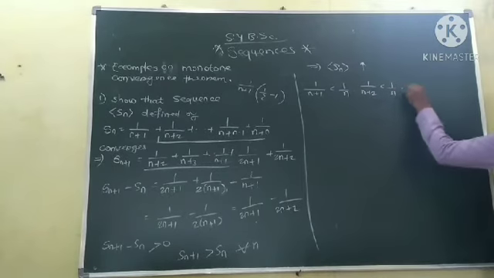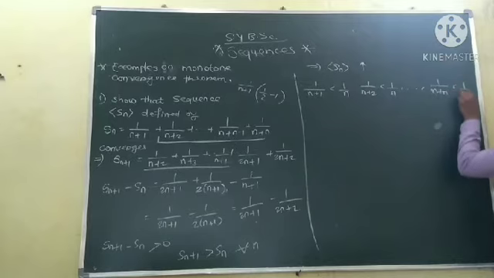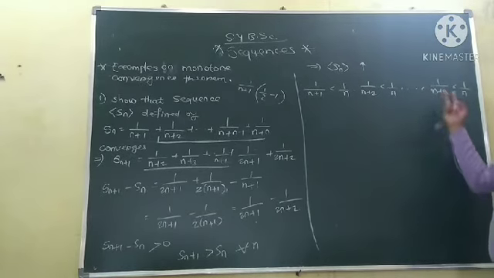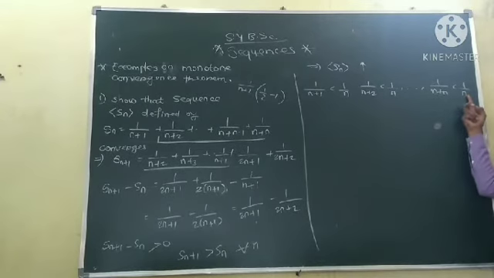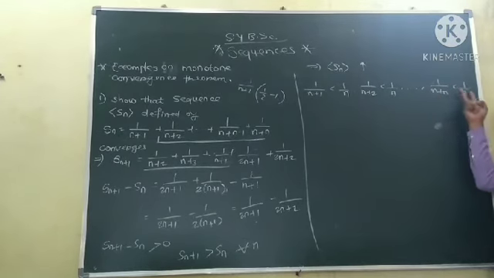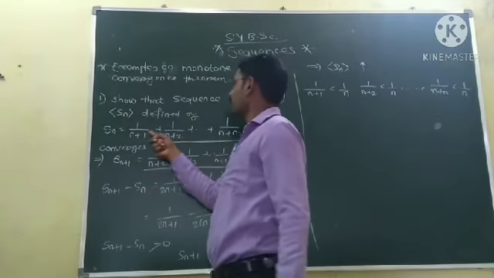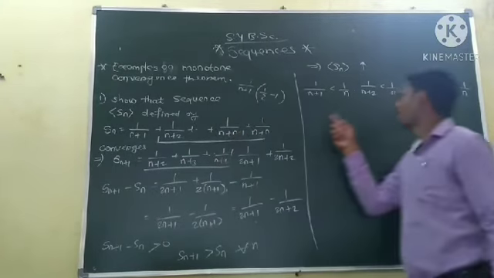So continuing in this way, we can easily observe that up to the last term, all the terms are less than 1 by n. Here the denominator is n plus n, here the denominator is only n. So the denominator here is greater than this denominator, so this number is less than this number. Okay. So by observation we can say that each element of this sum is less than 1 by n.